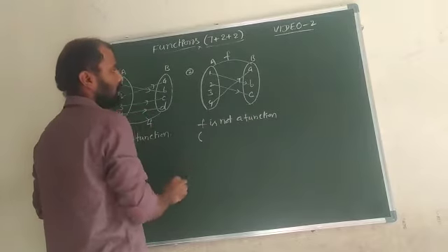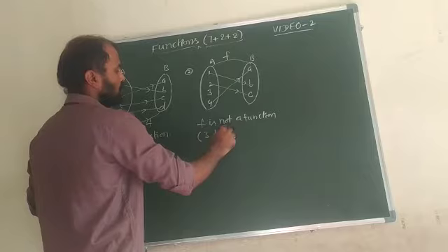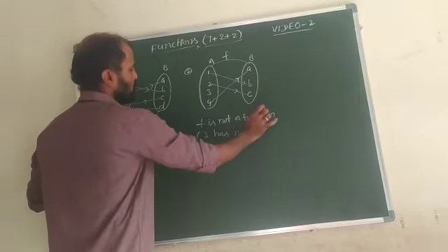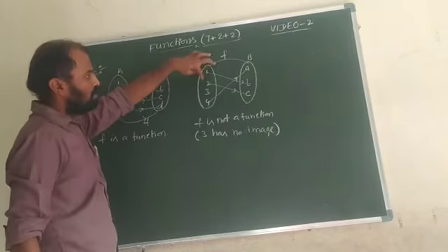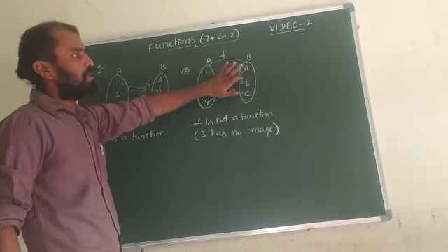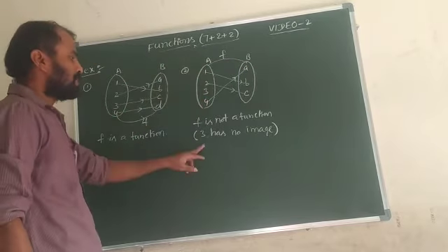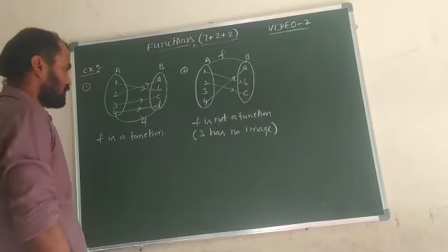Since 3 has no image. Every element in set A has a unique image in set B. A లోని ప్రతి ఎలిమెంట్ కి ఒక ఎలిమెంట్ ఉండాలి B లో ఇమేజ్. ఇక్కడ 3 కి అసలు ఇమేజ్ లేదు కాబట్టి then it is not a function.